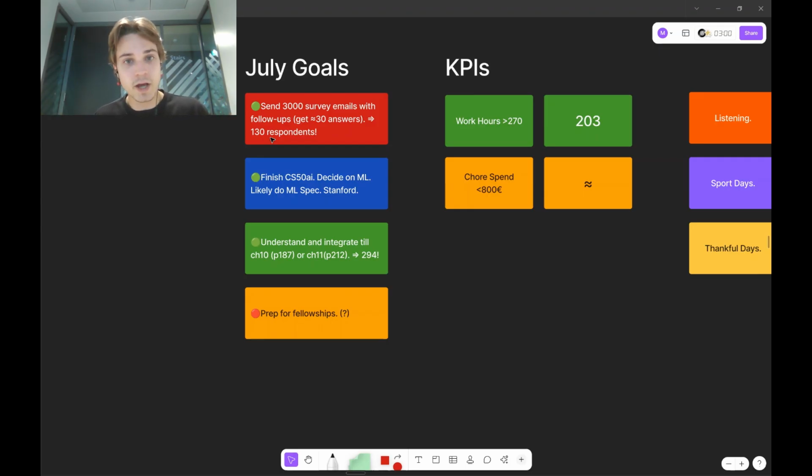I finished CS50I. I kind of decided that I think ML is good enough and I should pursue it. And I did the ML specialization at Stanford and continue doing it. I did a lot of pages of learning biology. Instead of doing like 187 pages or 212, I finished 290. So I got to 294 pages. So I nearly doubled what I was aiming for. And I'm very aggressive with my goals, so I doubled what I was aggressive with.